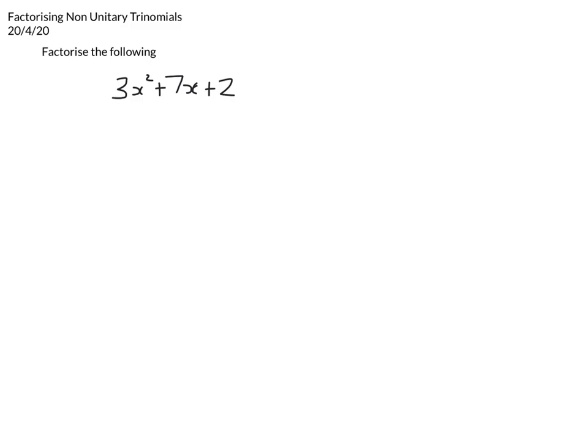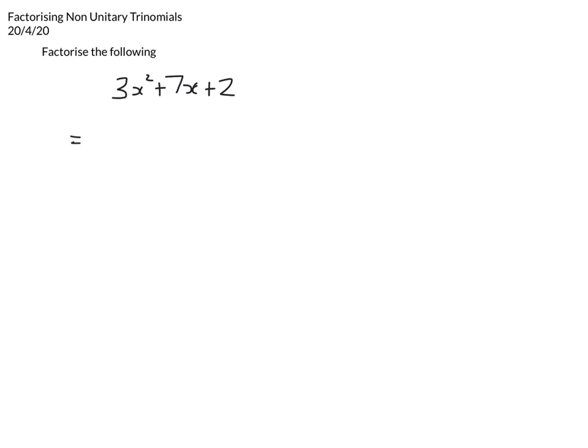Good morning everyone. Today we're going to factorise non-unitary trinomials. Here it's non-unitary because the number in front of the x squared is 3. It's a unitary trinomial if the number in front is 1. So here we're factorising non-unitary trinomials. When we factorise, that means that we want to put it back into brackets.